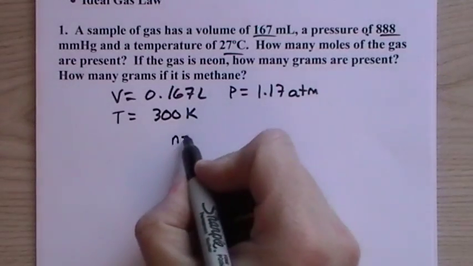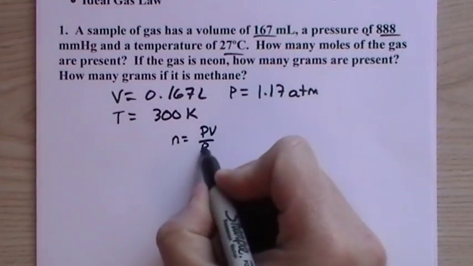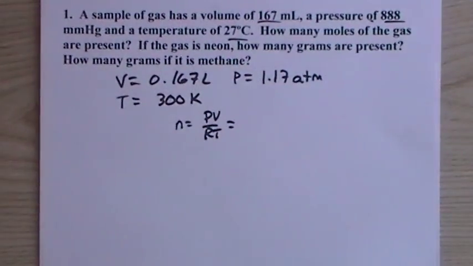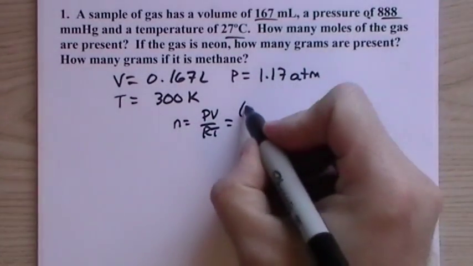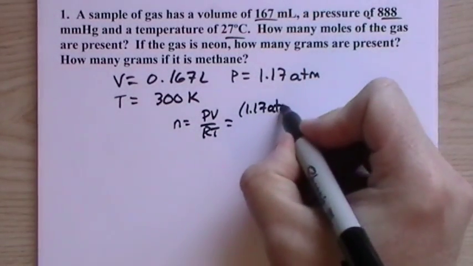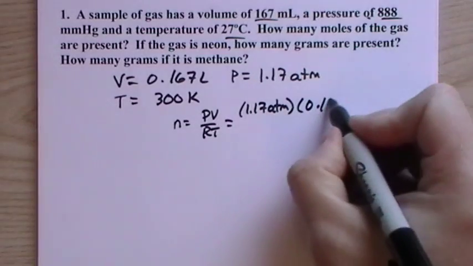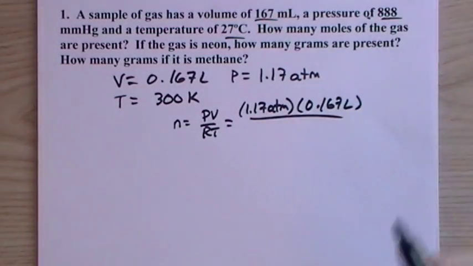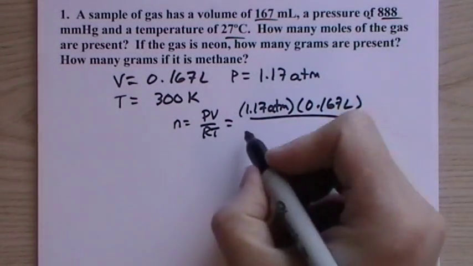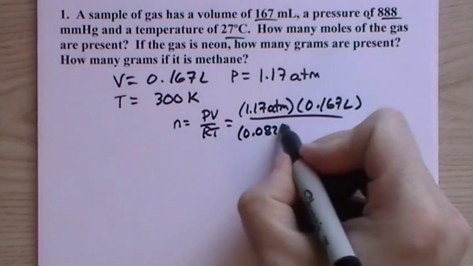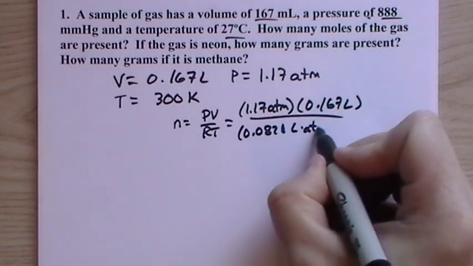Well, we rearrange the equation into this form, and then we put everything in. 1.17 atmospheres. The volume is 0.167 liters. And I'm just rechecking, make sure I got everything in here. This is liters atmospheres per kelvin mole.